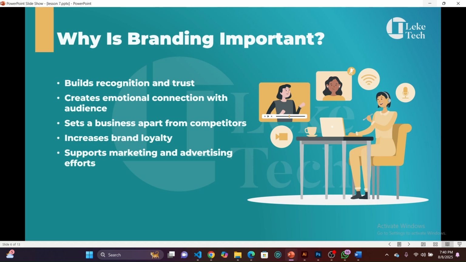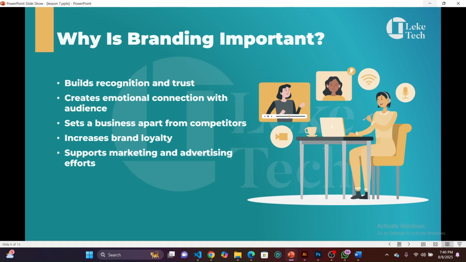creates returning customers, in the case where you're offering a product or a service. If somebody is emotionally connected to your brand, he's most likely to come back to it, to buy another product or another service. He's also most likely to recommend it to another person looking for the service, right?